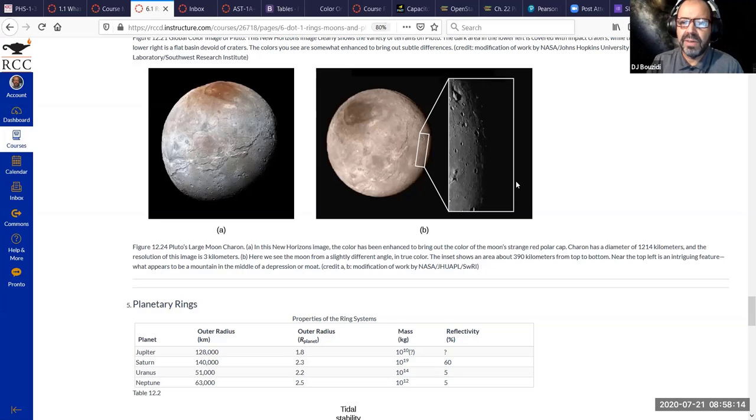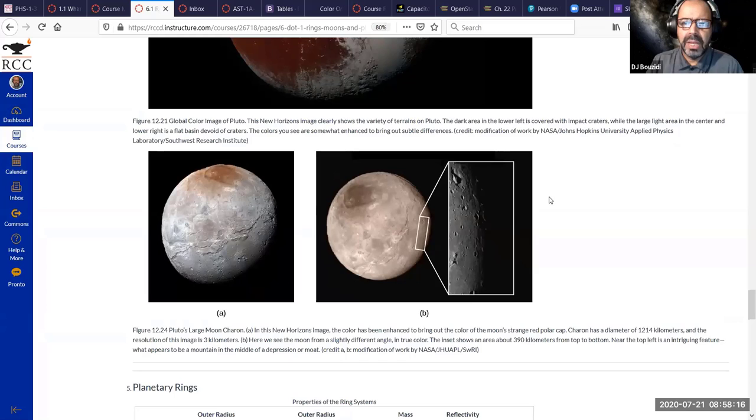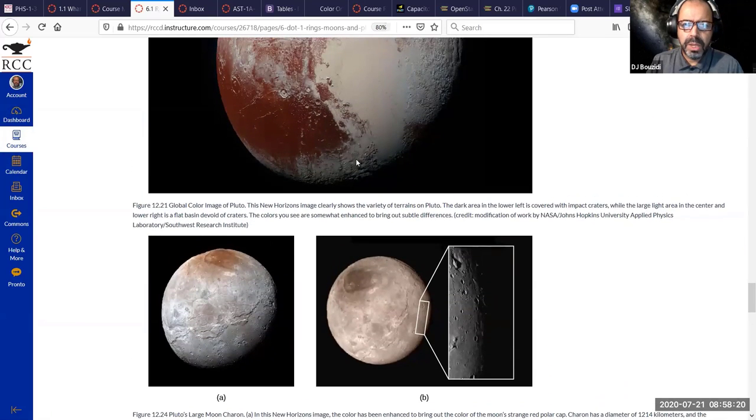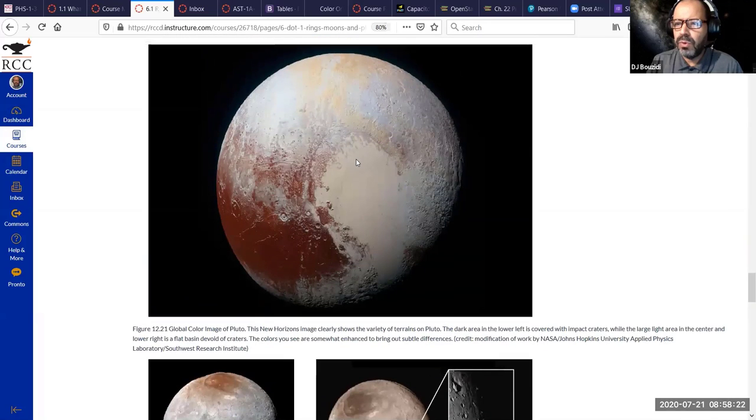Because in the case of Pluto, for example, it has moons. It has five moons altogether. One of them is Charon, which is the ratio moon to planet. It's the biggest ratio in the solar system.